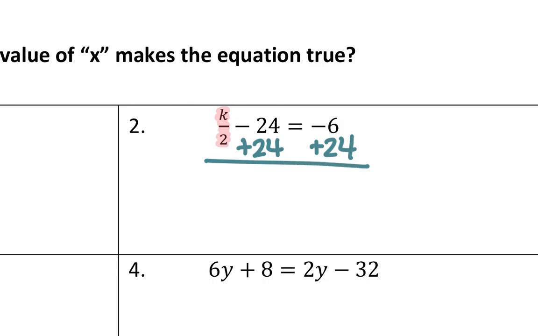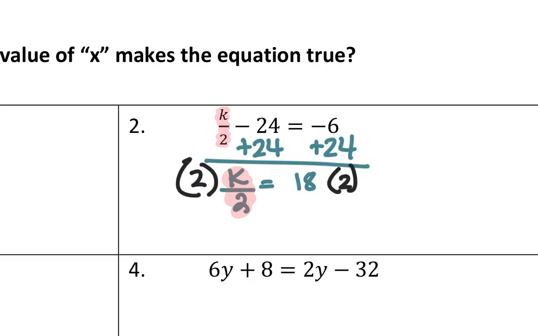So the 24s are going to cancel out. We're left with k over 2 equals, and this is going to give us 18. All right, still highlighting that k. K is being divided by 2. What's the opposite of dividing? Multiplying. Good. So we're going to multiply both sides by 2. And here the 2s are going to cancel out. You're left with k equals, and this is going to give me 36.